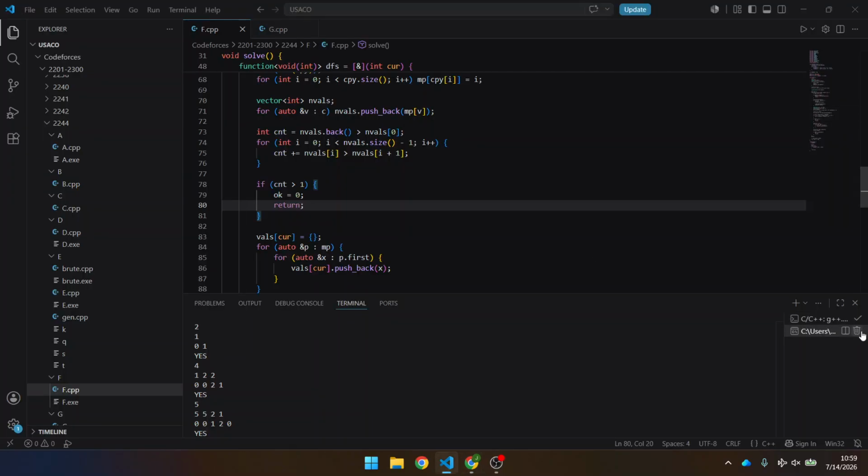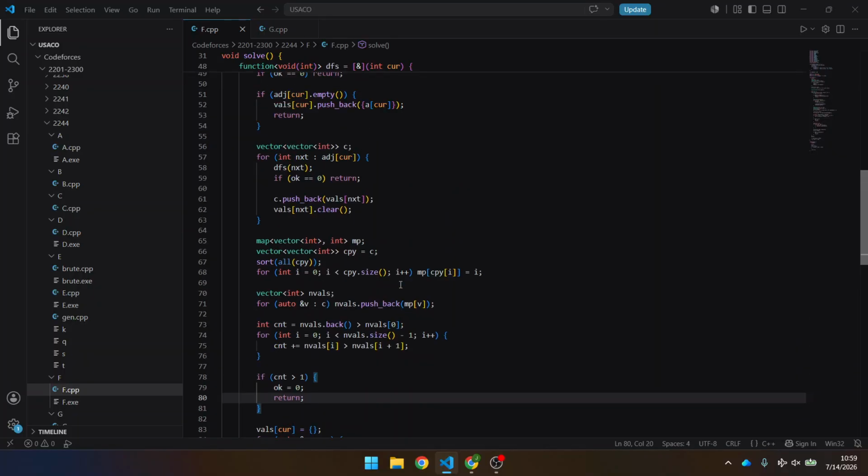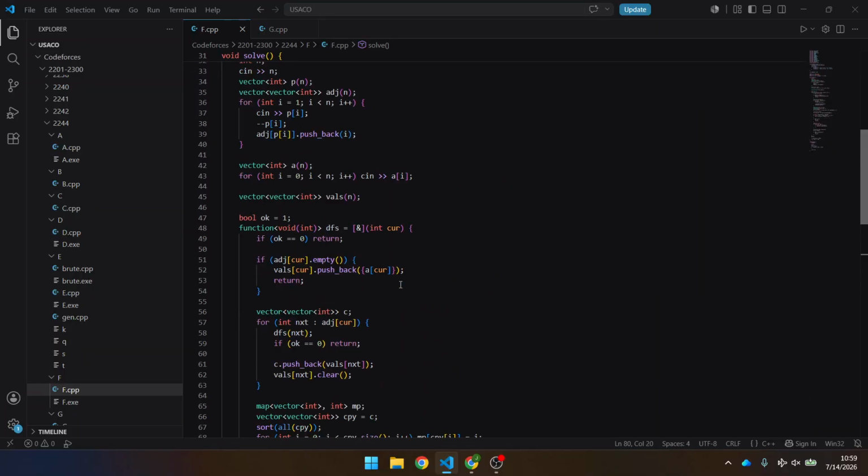Memory limit, I thought I had cleared it.